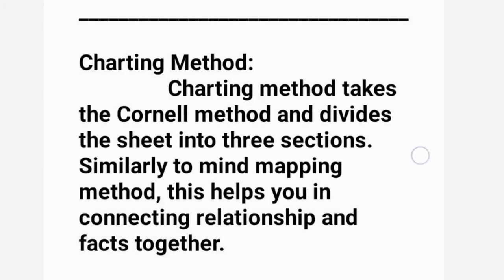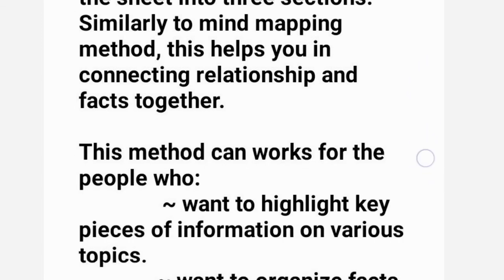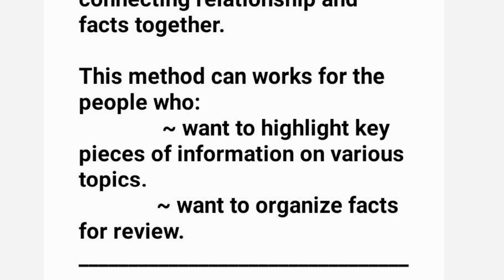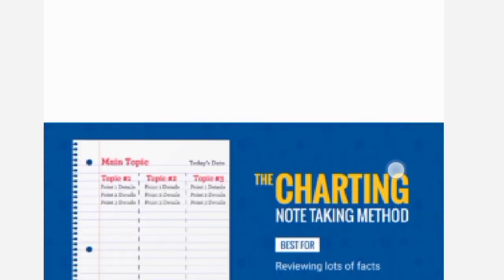And the sixth method is the charting method. The charting method takes the Cornell method and divides the sheet into 3 sections. Similarly to the mind mapping method, this helps you in connecting relationships and facts together. This method can work for people who want to highlight key pieces of information on various topics, and want to organize facts for review. So I will show you an example.